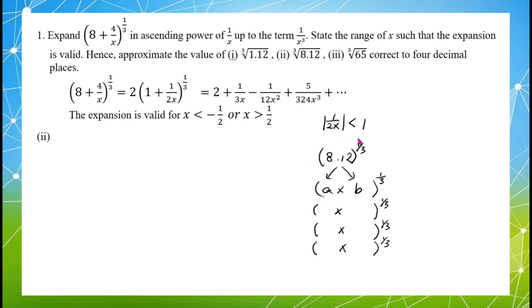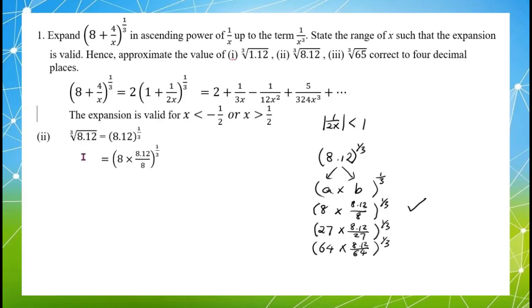Since the power here is 1 over 3, which means a cube root, the suitable number chosen for A should be a cube number. So they are either 8 or 27 or 64 and so on. As for the value of B, we can simply use 8.12 divided by the value of A. Since we are going to use the binomial expansion to find the approximation, the value of B should be approximately 1. So here we found that 8.12 divided by 8 is approximately 1.